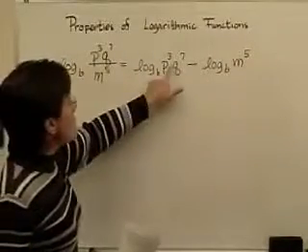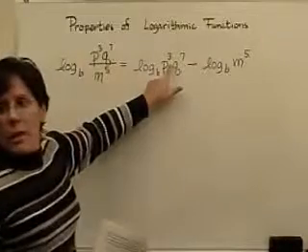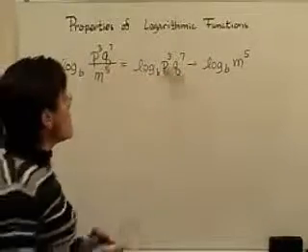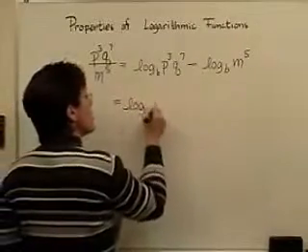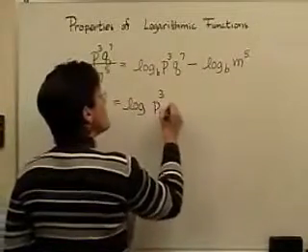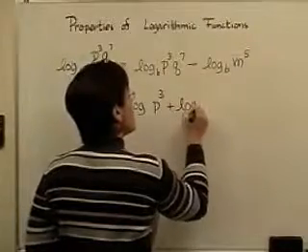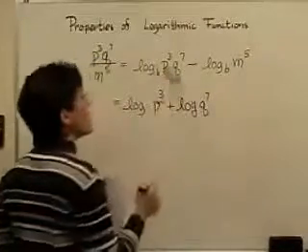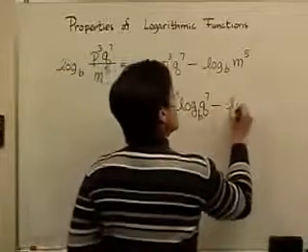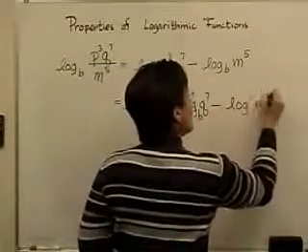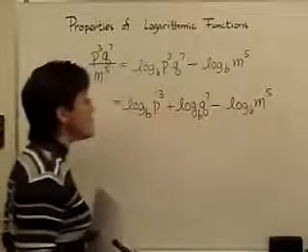But next I'm noticing that I have the product here of p cubed times q to the 7th. So I might write that as the sum of two terms. The first one being the log of p cubed, and the next one being the log of q to the 7th. So I've broken that down, again where the base is b for each of those. And then I'll bring down my log of m to the 5th where the base is b.